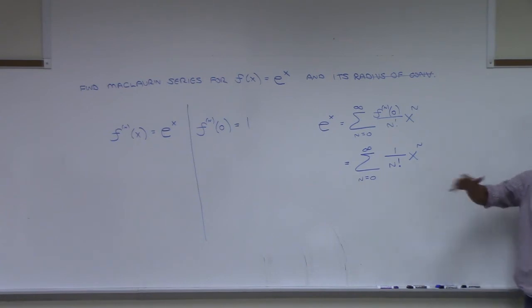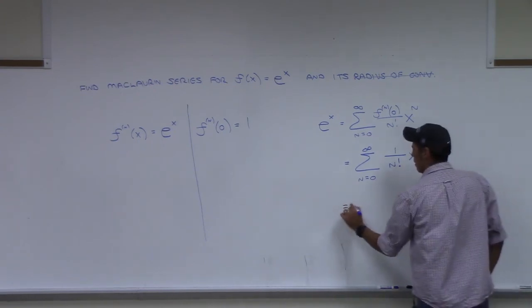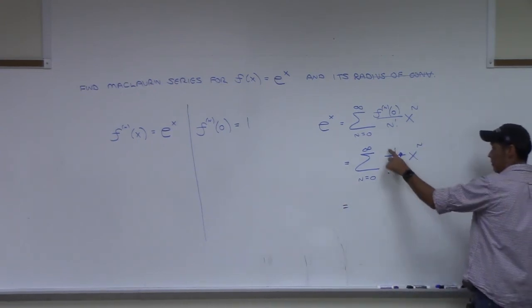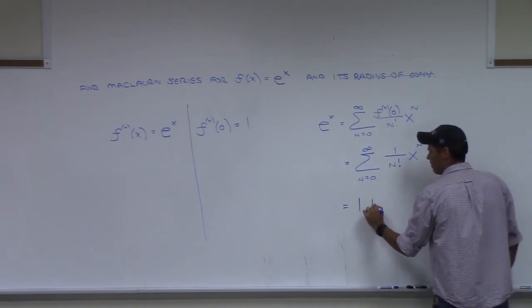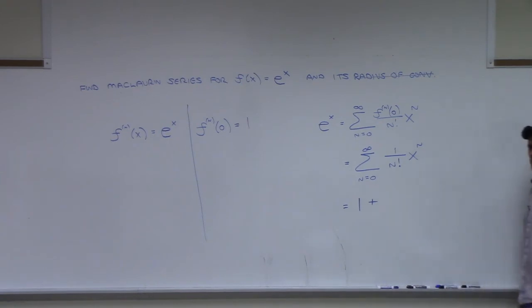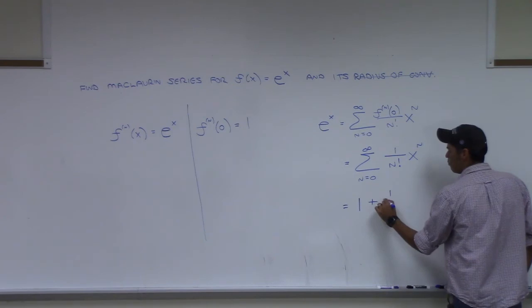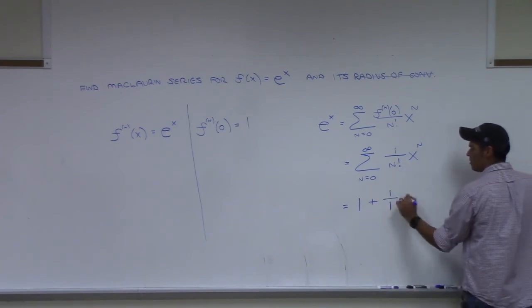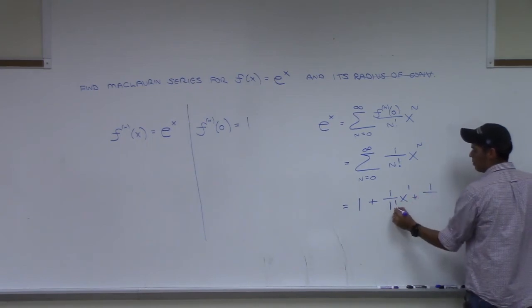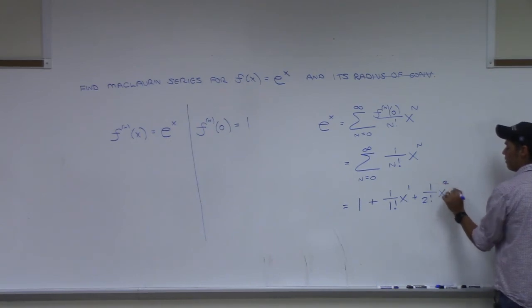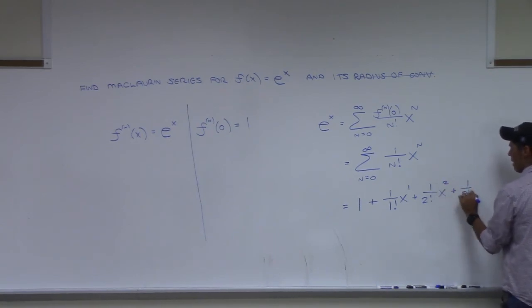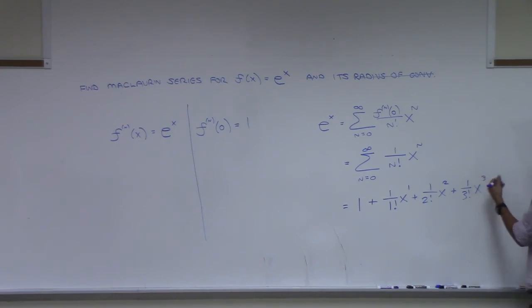Now let's write it out. Let's just see what it looks like. If we let n be 0, what do we get? 1. Does it alternate? I don't see any alternating parts in here, do you? Okay, 1 over, now we're plugging in 1, so 1 over 1 factorial, x to the 1, plus 1 over 2 factorial x squared plus 1 over 3 factorial x cubed, and so on, right?